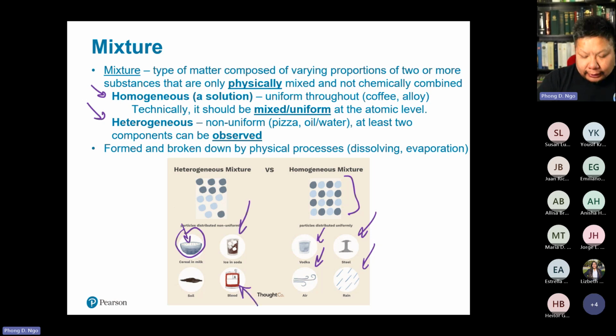Blood is a heterogeneous mixture. But wait a second, when you look at blood, it just looks red, right? But if you let it sit for a second, you'll see that the white blood cells kind of sink to the bottom, and then you have your plasma and your blood, right? And then soil. Soil is definitely a heterogeneous mixture, right? Because you can see all kinds of stuff in soil, including bugs.